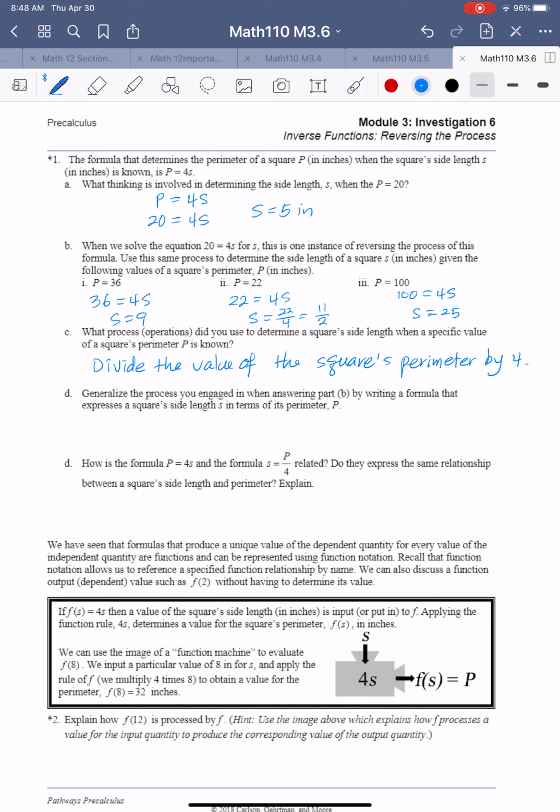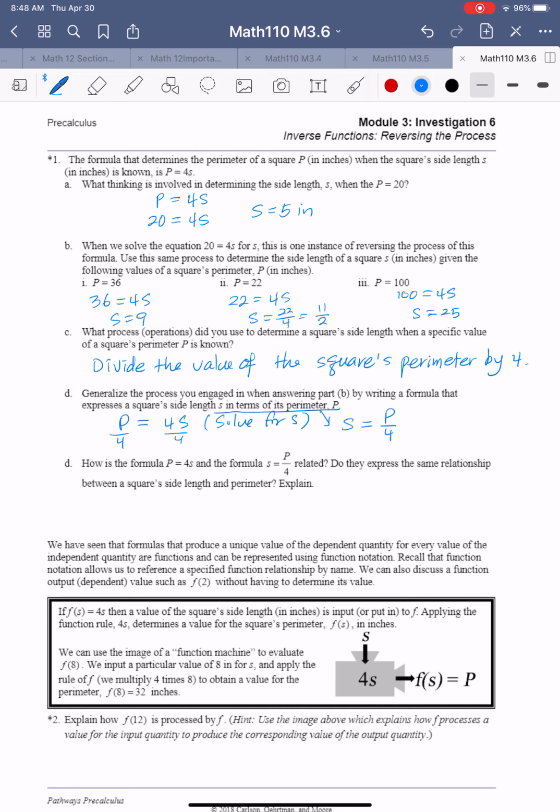D. Generalize the process you engaged in when answering part B by writing a formula that expresses a square's side length S in terms of the perimeter P. So the perimeter formula is P equals 4S, which is P in terms of S. Now we have to write the expression as S in terms of P. So we just need to solve for S. When you solve for S and divide by 4, you get S equals P over 4, and this expression is exactly S in terms of P.